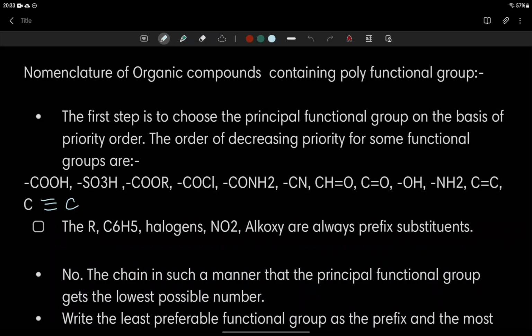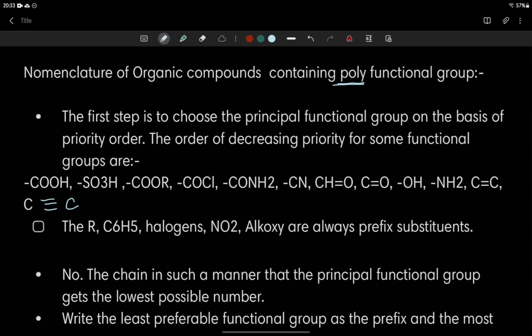Hello. So in today's video I am going to talk about the nomenclature of organic compounds containing polyfunctional groups. Poly means more than one. When more than one functional group is present, how do we name the organic compound?